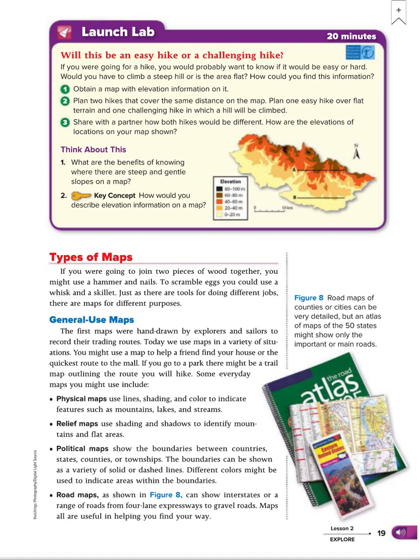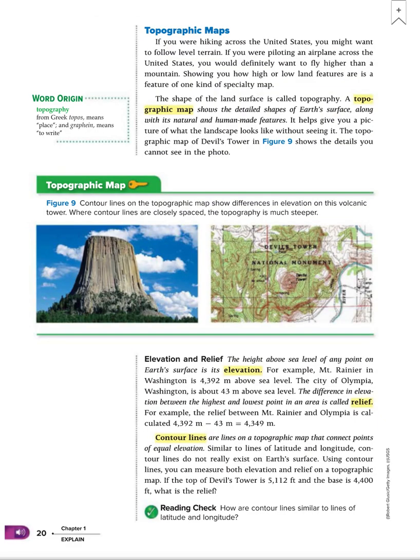And then we have political maps, which show all the boundaries. They can be boundaries between countries or states or counties or townships, and boundaries can be shown in different colors to indicate different areas. And then we have a road map, which everyone should be familiar with, which can show you interstates or a bunch of roads, from 4-lane expressways to gravel roads. But maps are useful in helping you find your way wherever you're going.